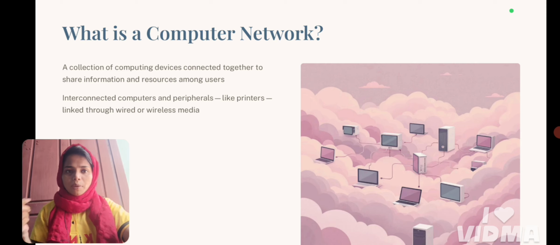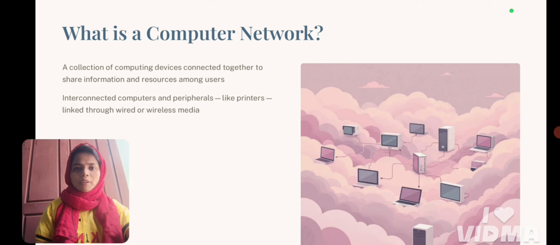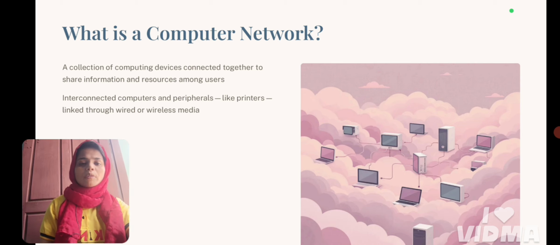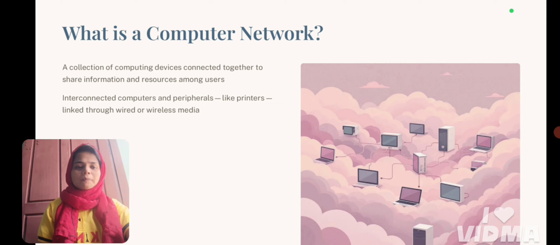Interconnected computers and peripherals like printers linked through wired or wireless media. For example, if I want to take a print from a printer, I need to enable the connection between my device and the printer. Then only I can share the resource to the printer. Then only I can take the print, right? That is called networking. We have to enable the connection between two devices, that is called a network.